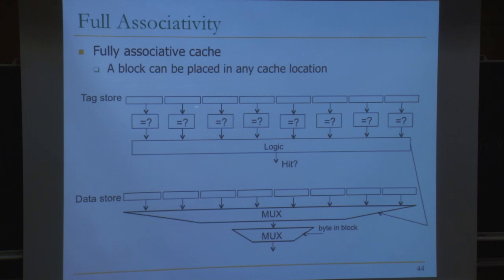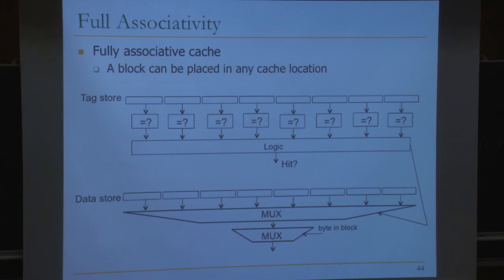The downside is it's much more complex. If you look at this, every location in the cache needs a tag comparator. Your hardware cost is higher, but also latency is higher because now, how do you determine this tag match signal? That tag match signal is not a simple comparison anymore. That tag match signal is now a tree of comparators, perhaps, right? You need to somehow figure out which one matches.